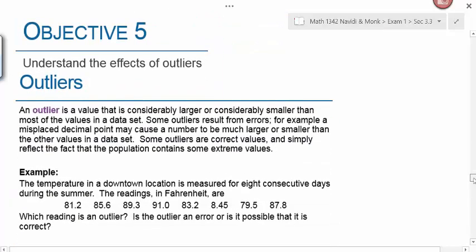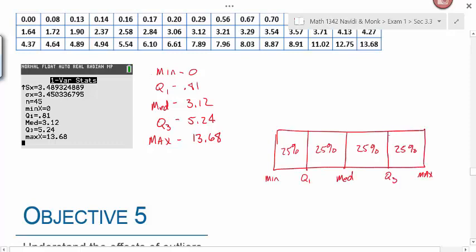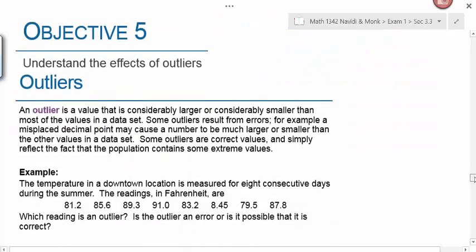Objective 5 is understanding the effects of outliers. Do you remember when I drew this box right here? We said that our quartiles divide the data set into quarters. This middle set of quarters, this middle 50%, is something that we call the IQR, or the interquartile range. The interquartile range is just the middle 50%, and we use the interquartile range to help us identify outliers.